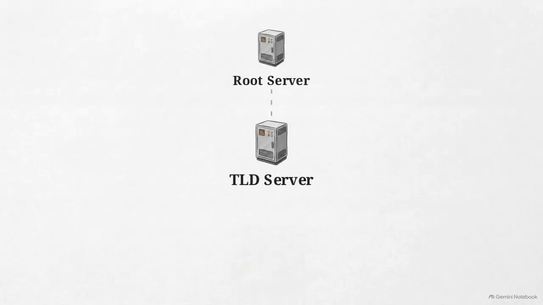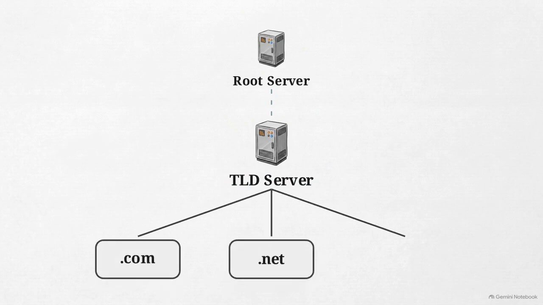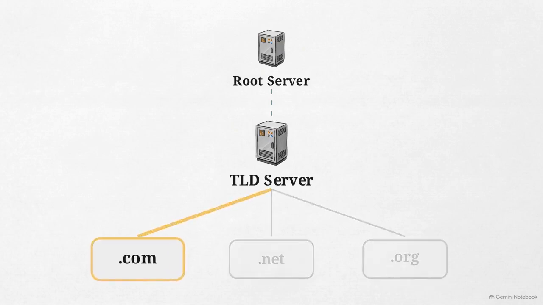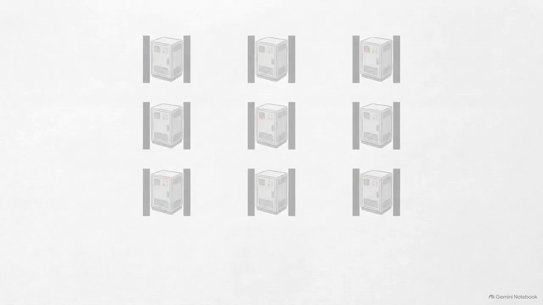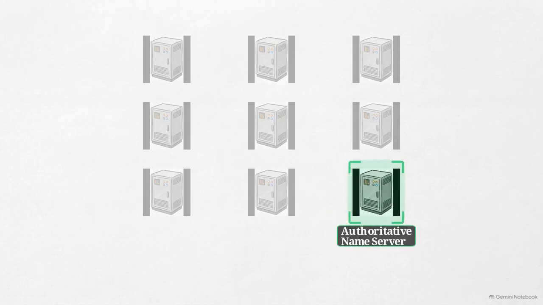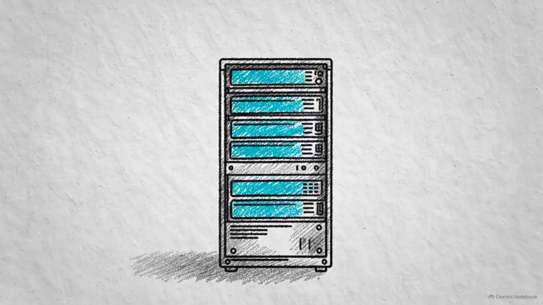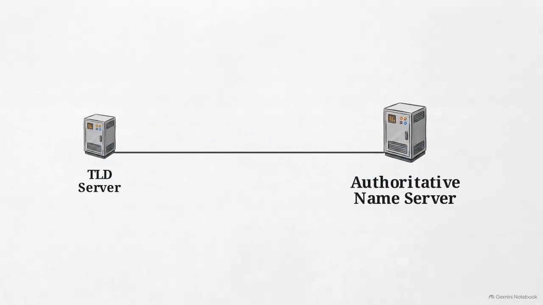The resolver now queries the top-level domain, or TLD server. TLD servers manage the records for broad categories like .com, .net, or .org. Because our request is for a .com address, the resolver specifically contacts the TLD server responsible for the .com registry. Even at this level, the TLD server still does not provide the final IP address. It instead identifies the specific authoritative name server that belongs to the organization owning the domain. The TLD tier effectively narrows the search from the entire internet down to the specific name servers controlled by the website's owner. Finally, the resolver reaches the authoritative name server.